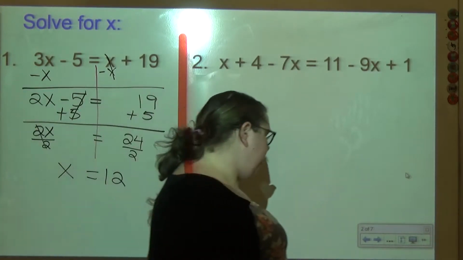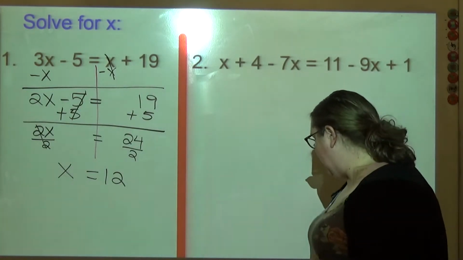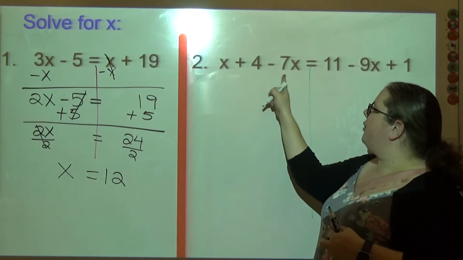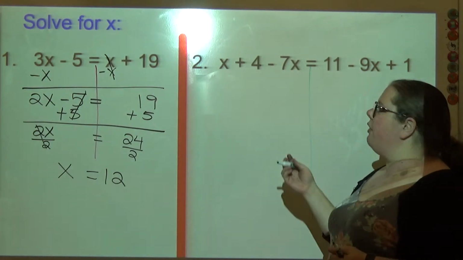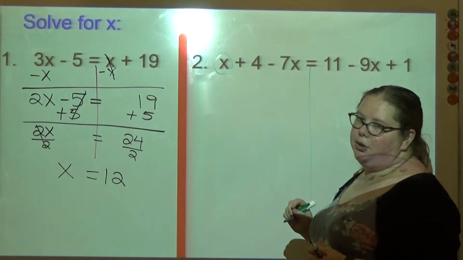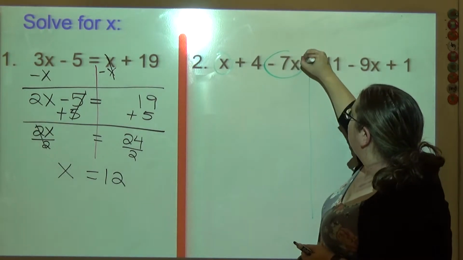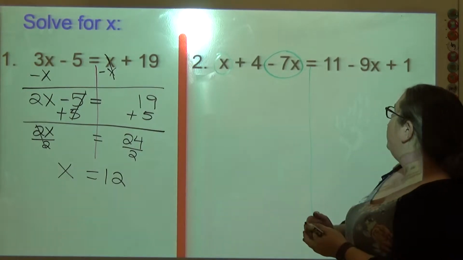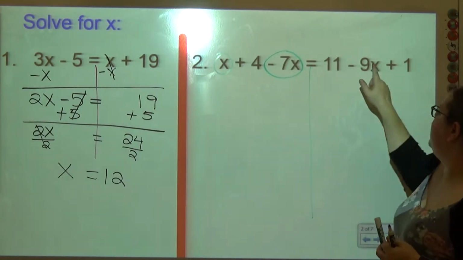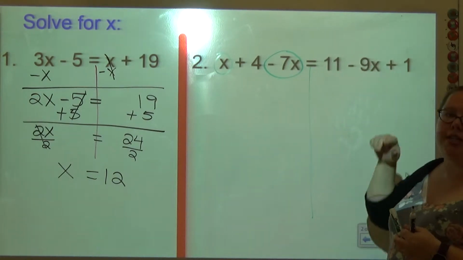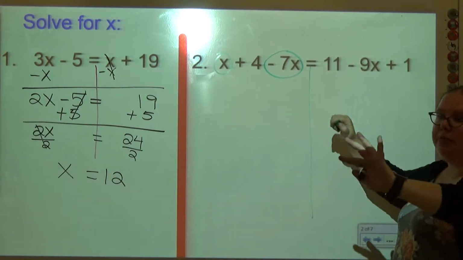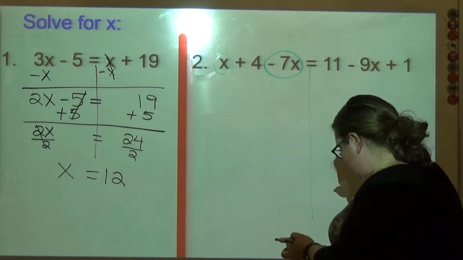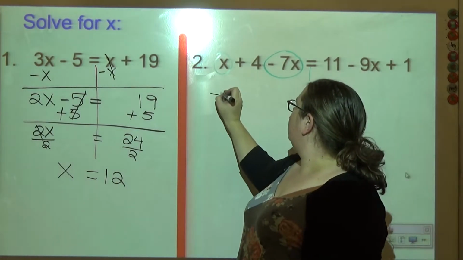Number 2 is a little more complicated because we actually have to combine like terms. So I'm going to draw my line. We have 3 terms over here. Some of them can go together. My x can combine with my other x. Notice I circled the negative 7. It's not just 7, it's negative 7. Now, also, those cannot combine with 9. You can't combine across the equal sign. They're 2 separate pieces. So x minus 7x is negative 6x.